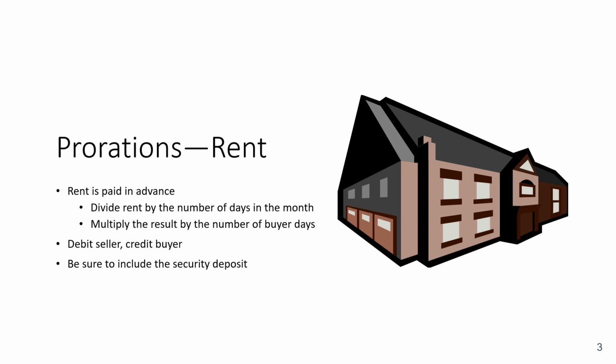Rent prorations. Rent is paid in advance, so you need to divide the rent by the number of days of the month. Multiply the result by the number of buyer days. Debit seller, credit buyer, and remember to be sure to include the security deposit.